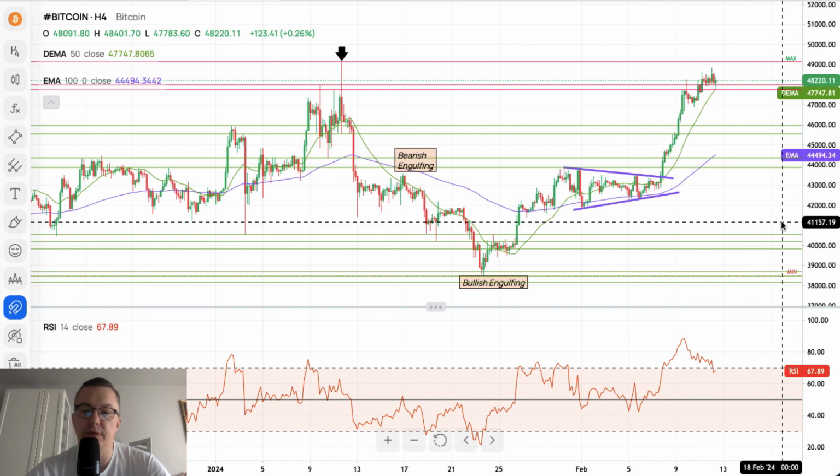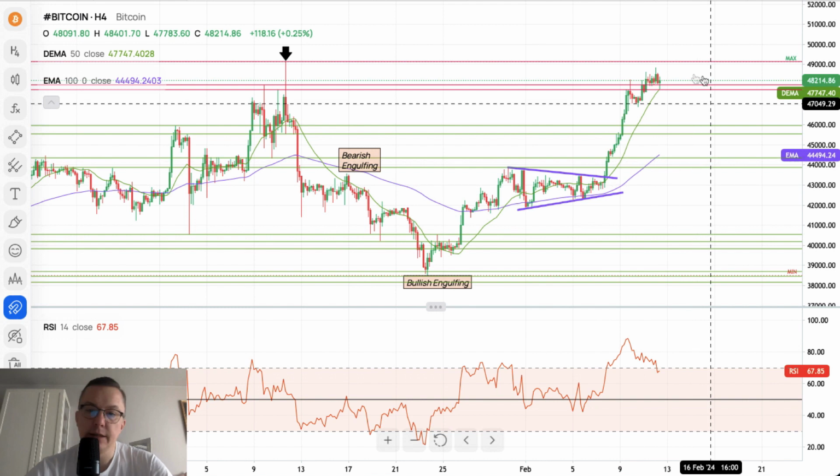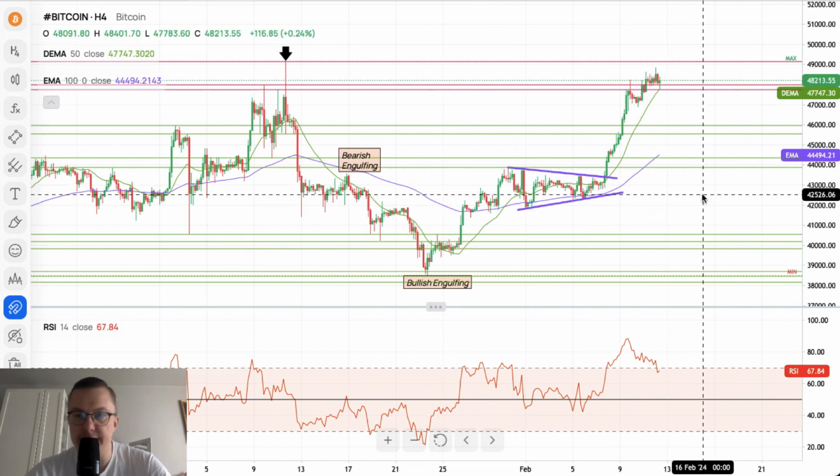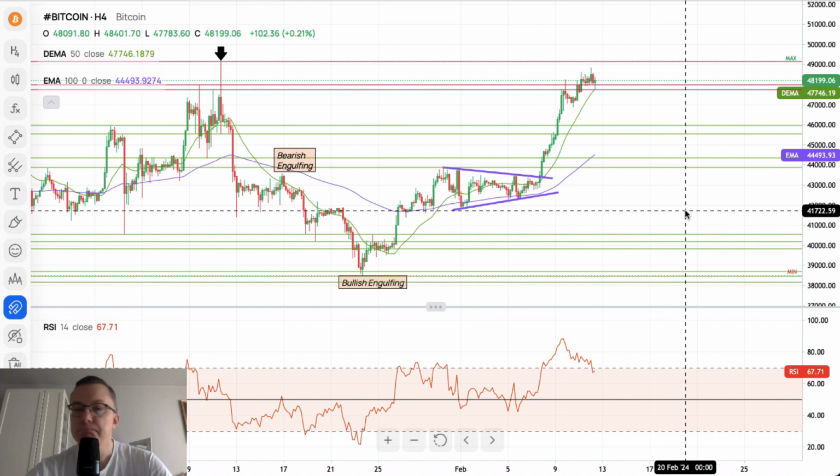Now we should develop wave C of the triangle, if, of course, the overall corrective structure inside of wave 4 is a triangle. So we assume that it is, and we will keep following the development of this potential triangle pattern on the lower time frame charts of Bitcoin, of course. So please stick with me. This week we will follow this situation here on Bitcoin, and for today that's everything from my side.